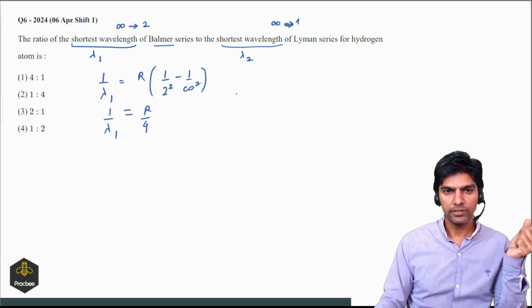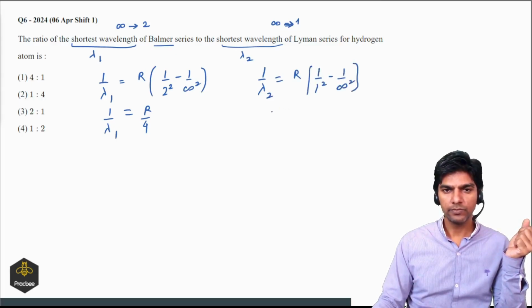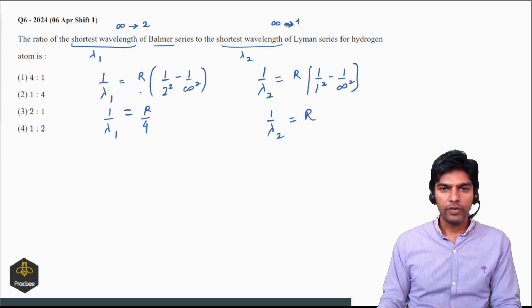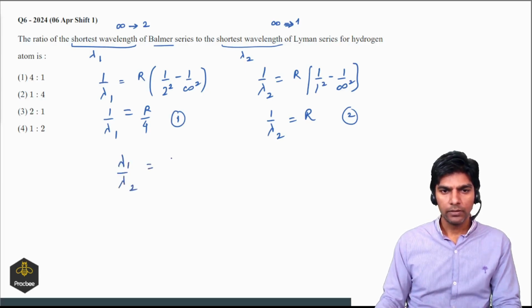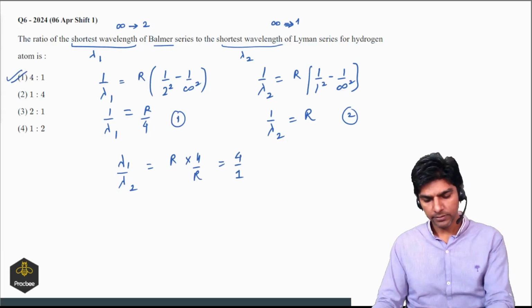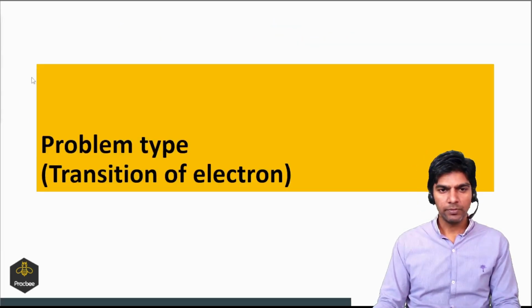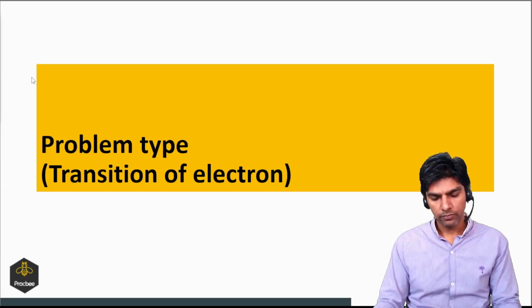So 1 by lambda 1 is R by 4, and 1 by lambda 2 will be R times 1 by 1 square minus 1 by infinity square. So that comes out to be 1 by lambda 2 is R. And we have to find the ratio. So if I divide the second equation by the first equation, we'll get lambda 1 by lambda 2 as R times 4 by R, which will be 4:1. So option 1 is the right answer. Now let us see the next problem type, and it is based on the transition of the electron.